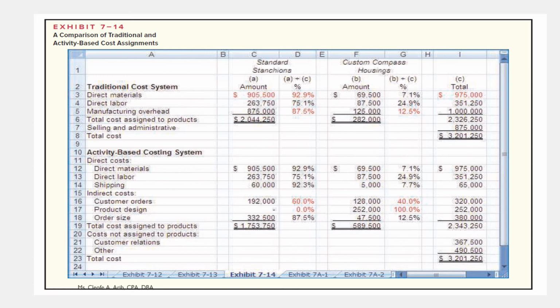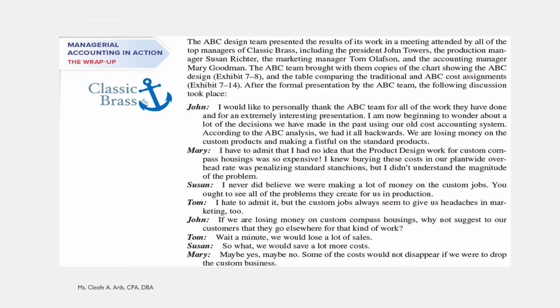So here we have Exhibit 7-14. You can see here the comparison of your traditional versus your activity-based cost assignments. So kindly go over the data. To wrap up and to give closure to our story about Classic Brass, please read this slide and the next slide so that there is closure to the story of Classic Brass.